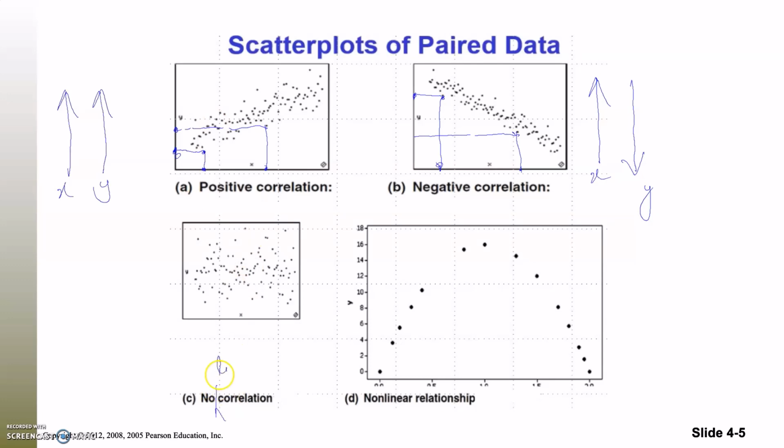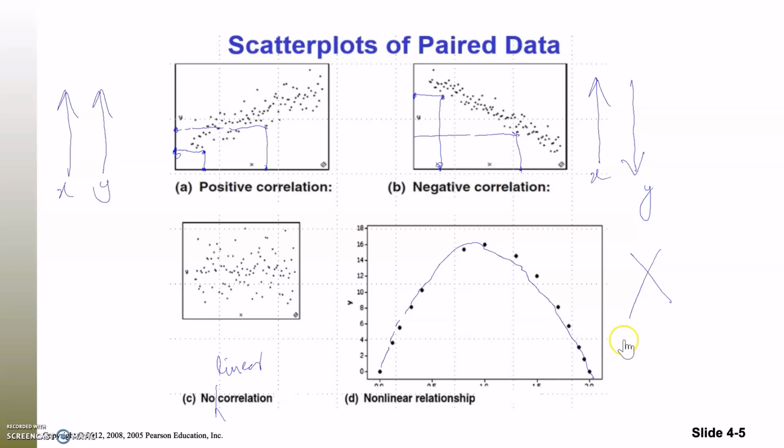Let me add a word, linear, here. No linear correlation. Look at here. There is a pattern in this one. Look at that. There is a pattern. But unfortunately, that pattern is not a straight line pattern, right? So this is called a non-linear correlation, and in this chapter we are not going to discuss non-linear correlation.